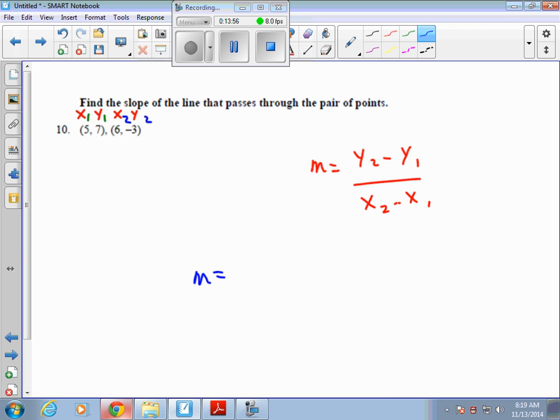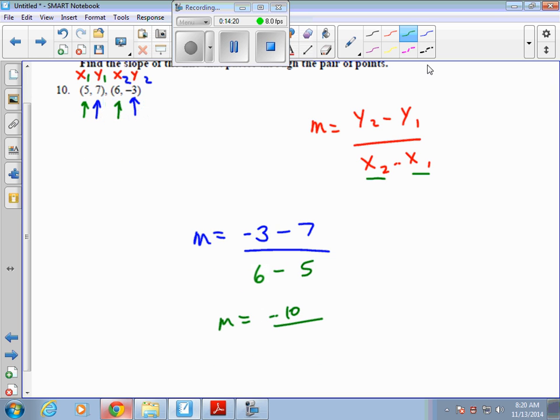M is equal to y sub 2's value is -3 minus y sub 1's value is 7 over x sub 2's value is 6 minus x sub 1's value is 5. And just simplify the fraction. -3 minus 7 is going to be -10 on top. And 6 minus 5 is going to be 1. So the slope is going to simplify. There's no reason to write anything over 1. -10.